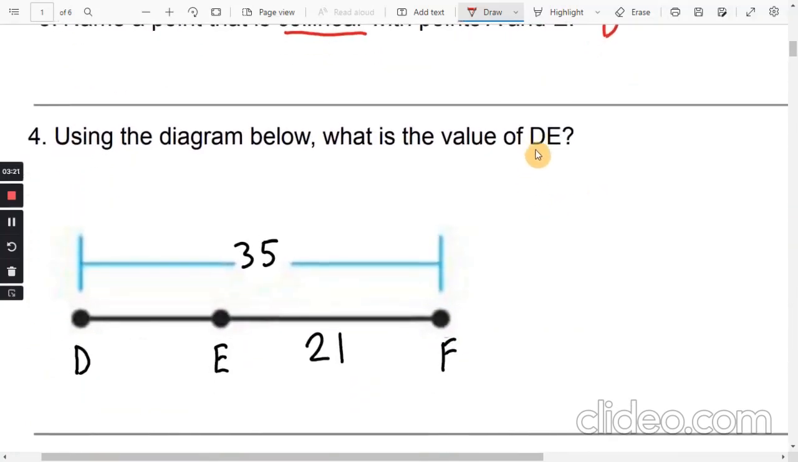Okay, here they want us to find the value of DE. That's this length right here. Now the whole thing is 35 and this piece is 21. So this right here is just going to be 35 minus 21. And that is going to equal 14.